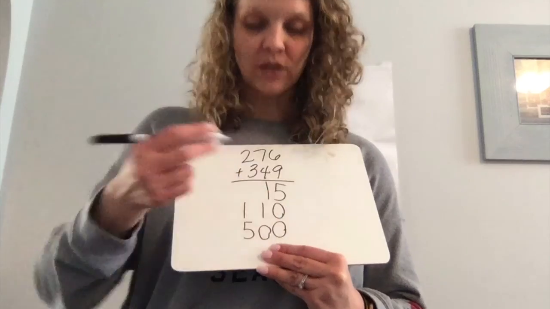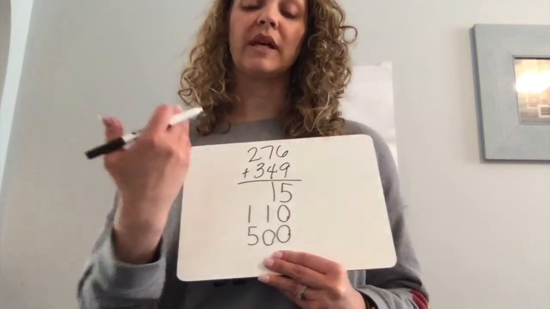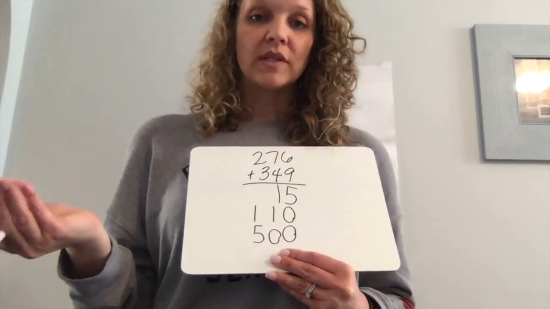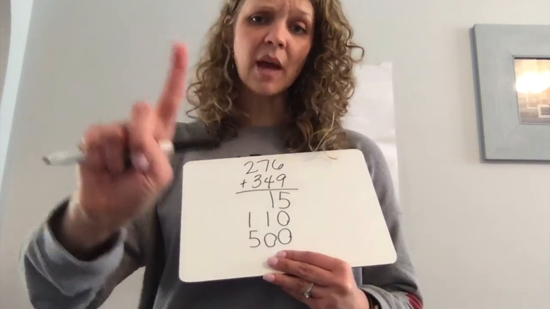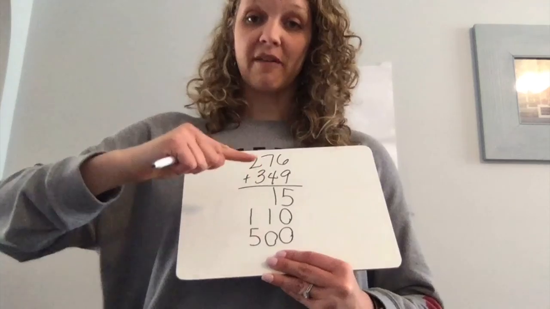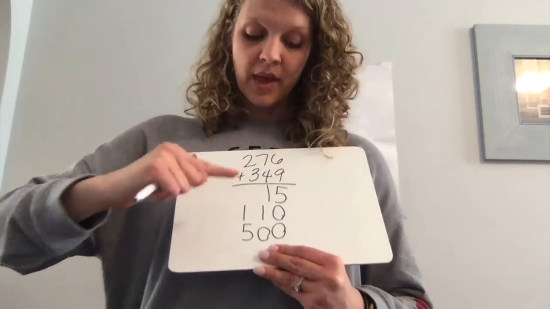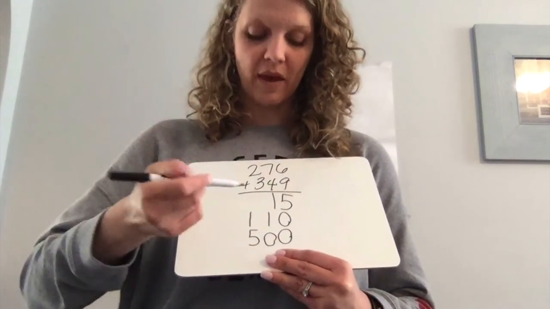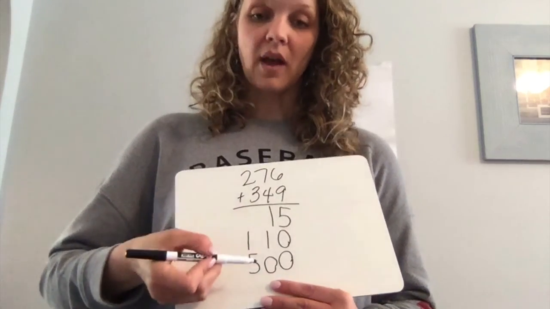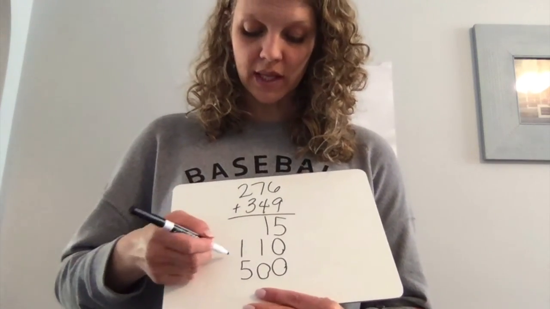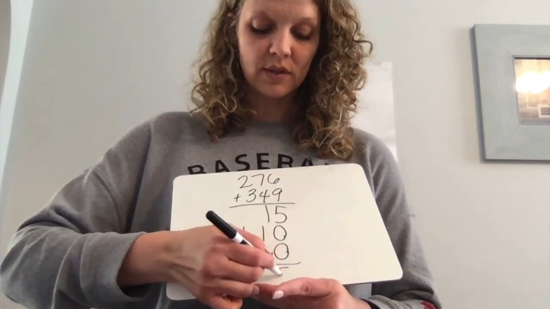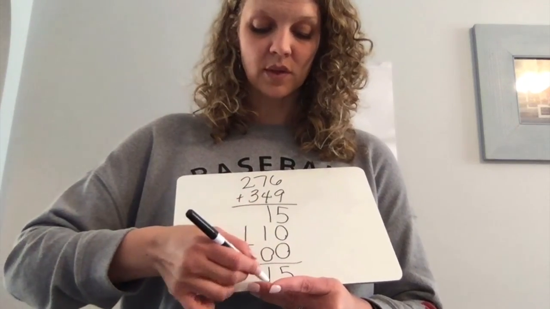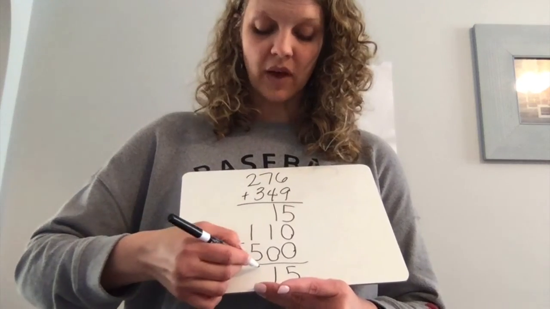Now, some people might do this backwards, and they might start adding from left to right. It would give you the same sums, but you would have 500 up top and 15 at the bottom. So that would be that flipped. So then partial sums looks like this. Now we can add this, 5 plus 0, which is 5. 1 plus 0 is 1, and 1 plus 5 is 6.